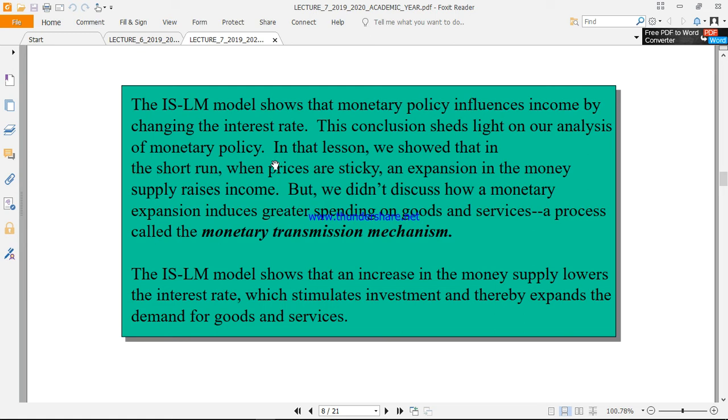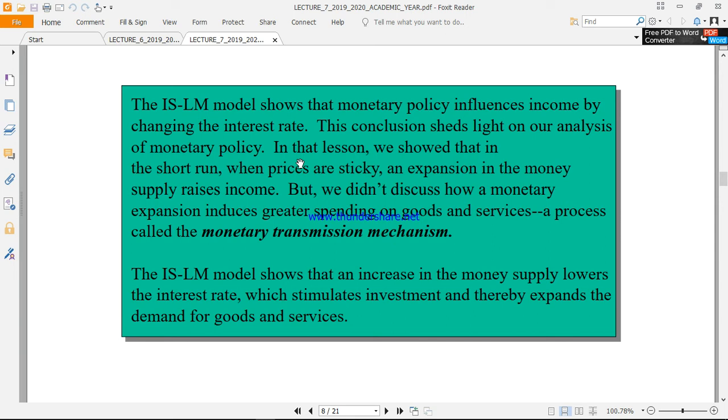Now, what we're trying to understand is that in the short run, when prices are sticky, I think we understand that in the short run prices are going to be sticky, because there's no way that if there's an increase in demand today, you're going to increase your price today. That is why we're saying prices are sticky in the short run. So in the short run, when prices are sticky, an expansion in money supply is just going to raise income.